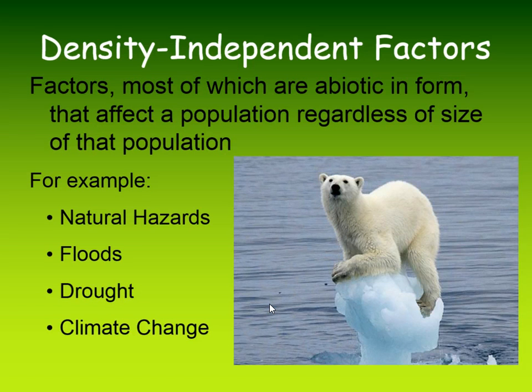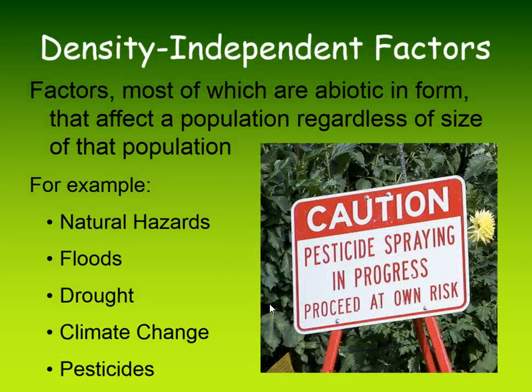Climate change is changing precipitation patterns, it's changing temperatures, so it's changing when prey is available, and that is going to be an issue, an adaptation. And pesticides, we actually kill things, right? And it doesn't matter what size the population is, they're poisons. They'll kill 1, they'll kill 100, it doesn't matter, right?